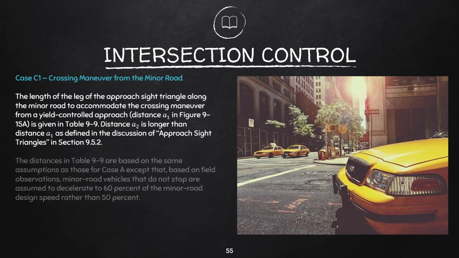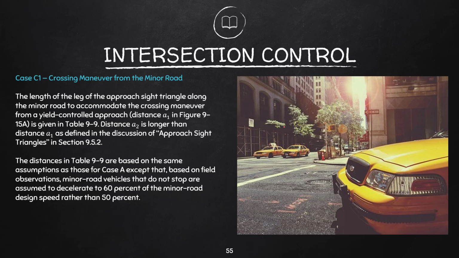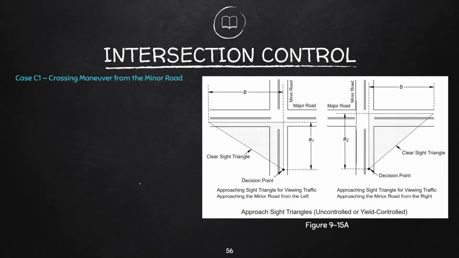Table 9-9 is based on the same assumptions as those for case A, except that, based on field observations, minor road vehicles that do not stop are assumed to decelerate at 60% of the minor road design speed rather than 50%. So for this one, for case C sub 1, they are decreasing their design speed by 60%, comparing with the 50% for case A. So crossing maneuver, still C1.